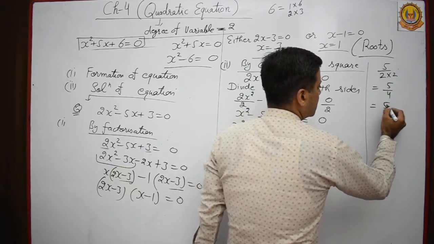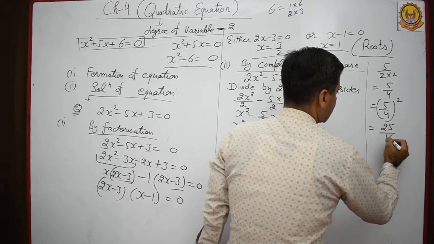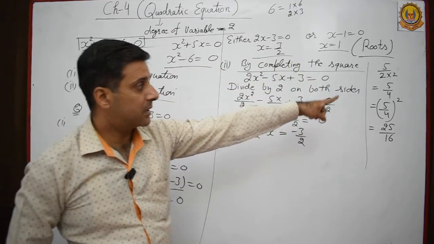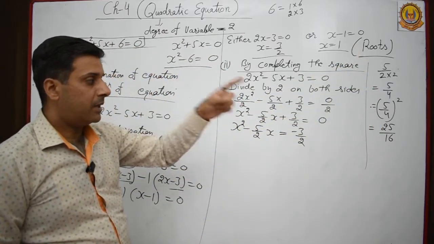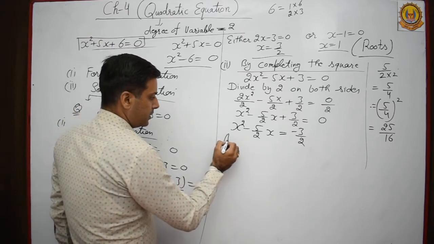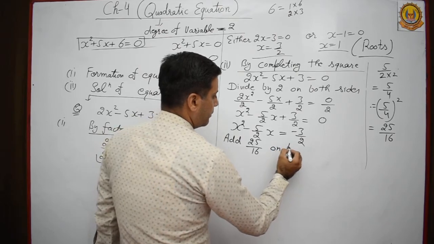After that, squaring this, so that is 25 divided by 16. So remember this method very carefully. Here I will get a number 25/16. So add 25/16 on both sides.